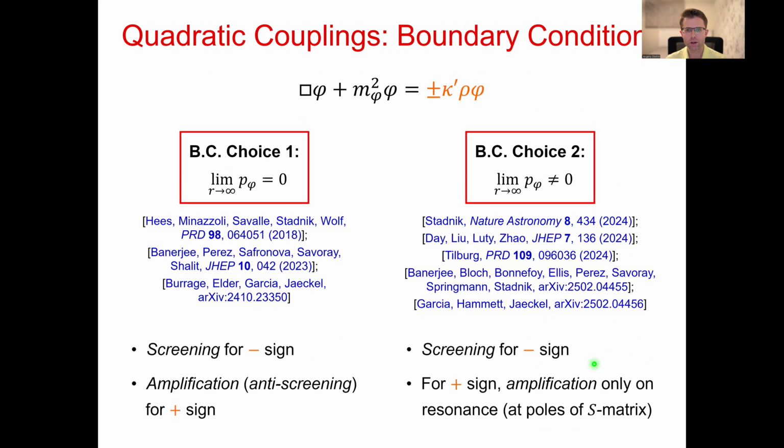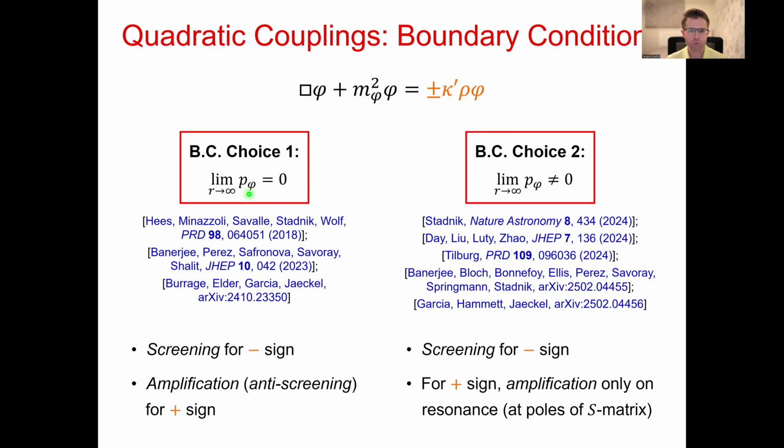So just to elaborate on the point of screening and anti-screening for quadratic couplings, what is important, or can be important, is the role of the boundary conditions when we consider this problem. So here is our classical Klein-Gordon equation again. There are two possible choices for the boundary conditions. The first choice, which is the one which was studied initially, is that we can assume that the momentum of the scalar dark matter field is exactly zero if we go sufficiently far away from the body.